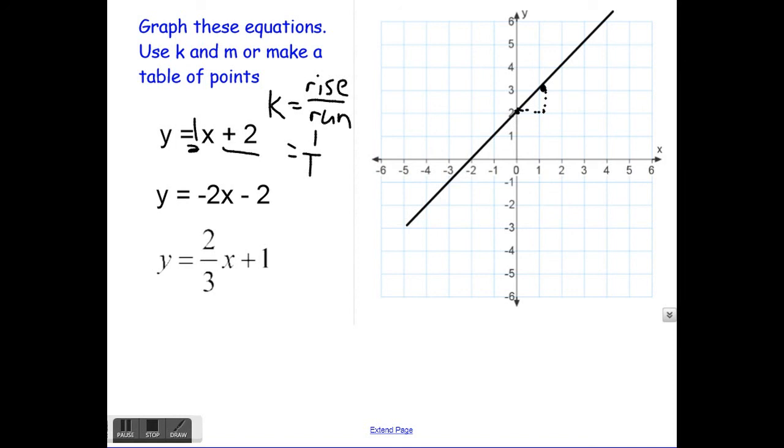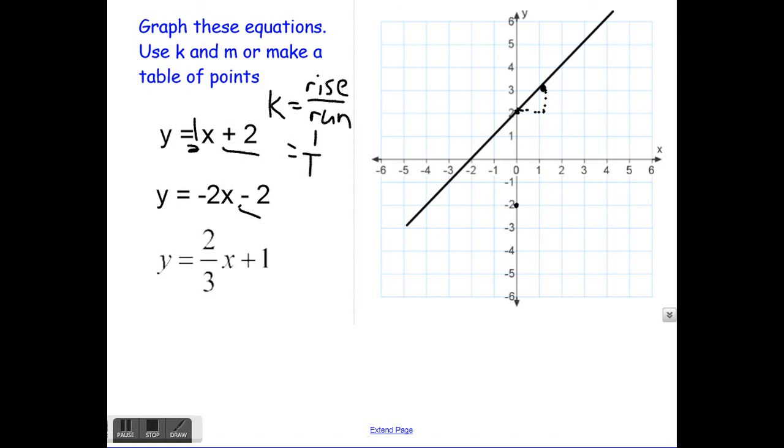So this one here, where's my first point going to be? On the y-intercept, -2. Okay. And then where's my next point going to be? But you said we should keep the x negative. Positive. Yes, with this, rise over run. So this will always be positive, this will be negative.